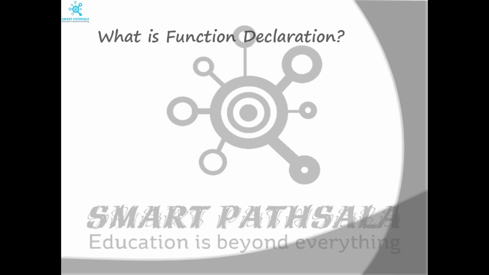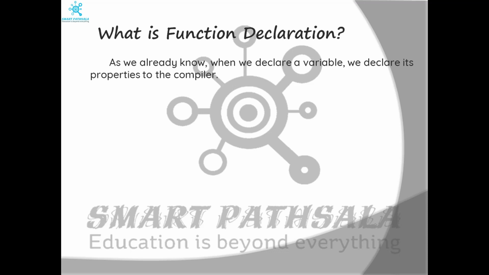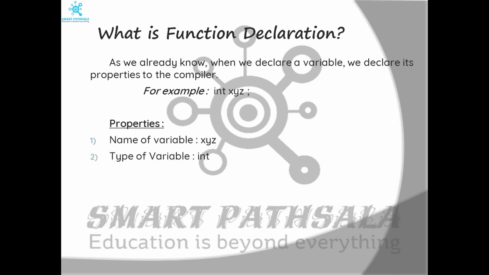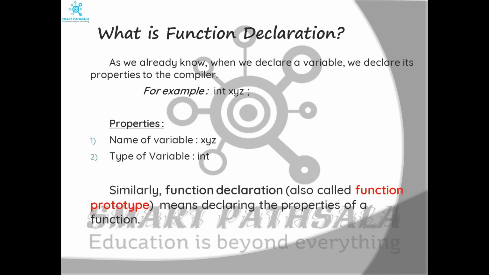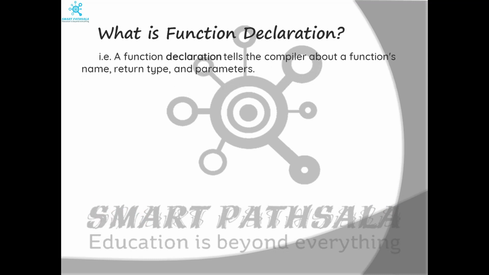Now let us first see what a function declaration is. As we already know, when you declare a variable, we declare its properties to the compiler. For example, if we write int xyz, the properties are that the name of the variable is xyz and the type of the variable is integer. Similarly, a function declaration, also called a function prototype, means declaring the properties of a function. That is, a function declaration tells the compiler about the function's name, return type and the parameters.